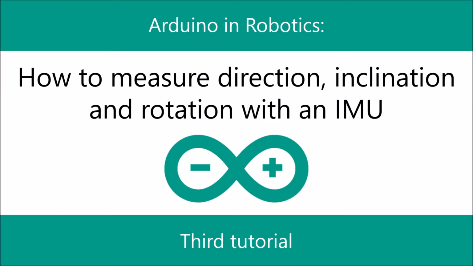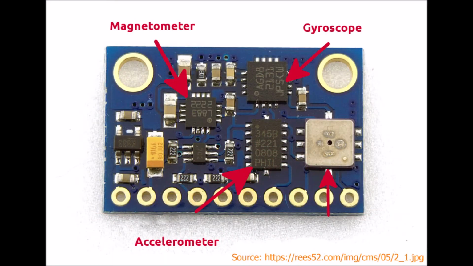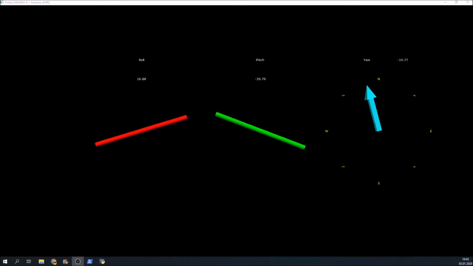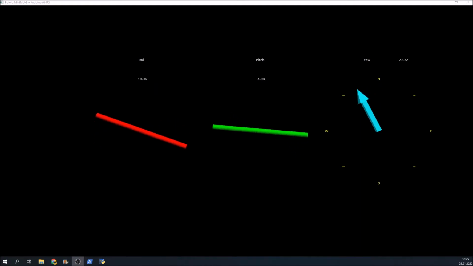Today we will look at IMU. What is it? IMU is an abbreviation for the Inertial Measurement Unit. This component consists of gyroscope, magnetometers, and accelerometers. With the IMU, we can measure angular rate, force, and magnetic field.